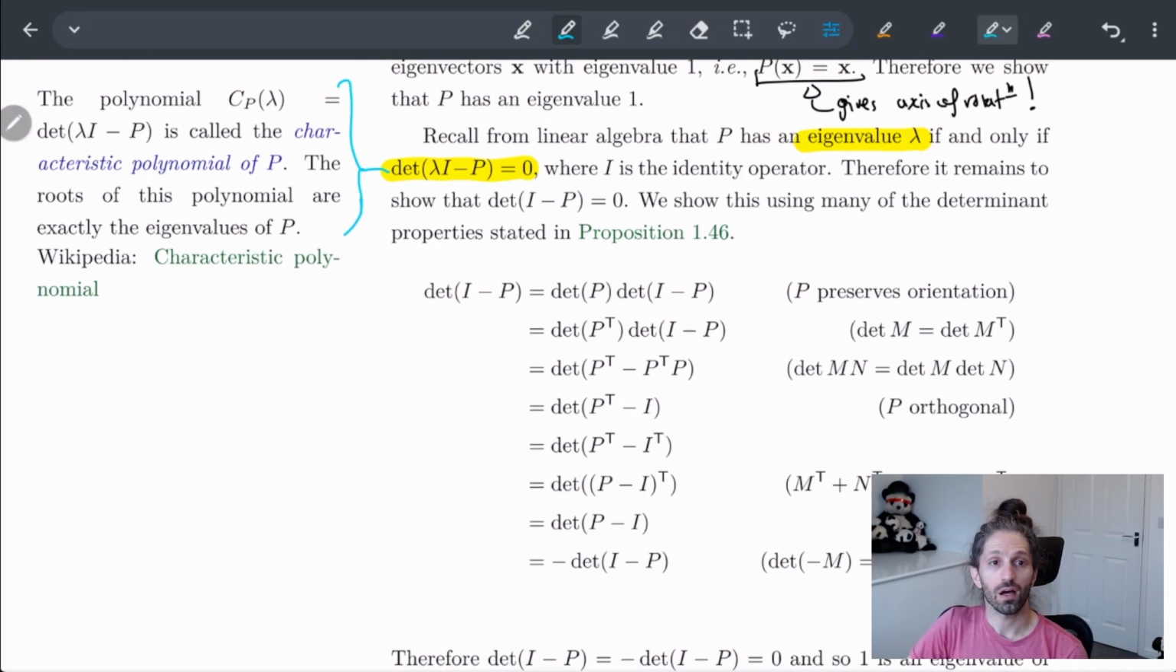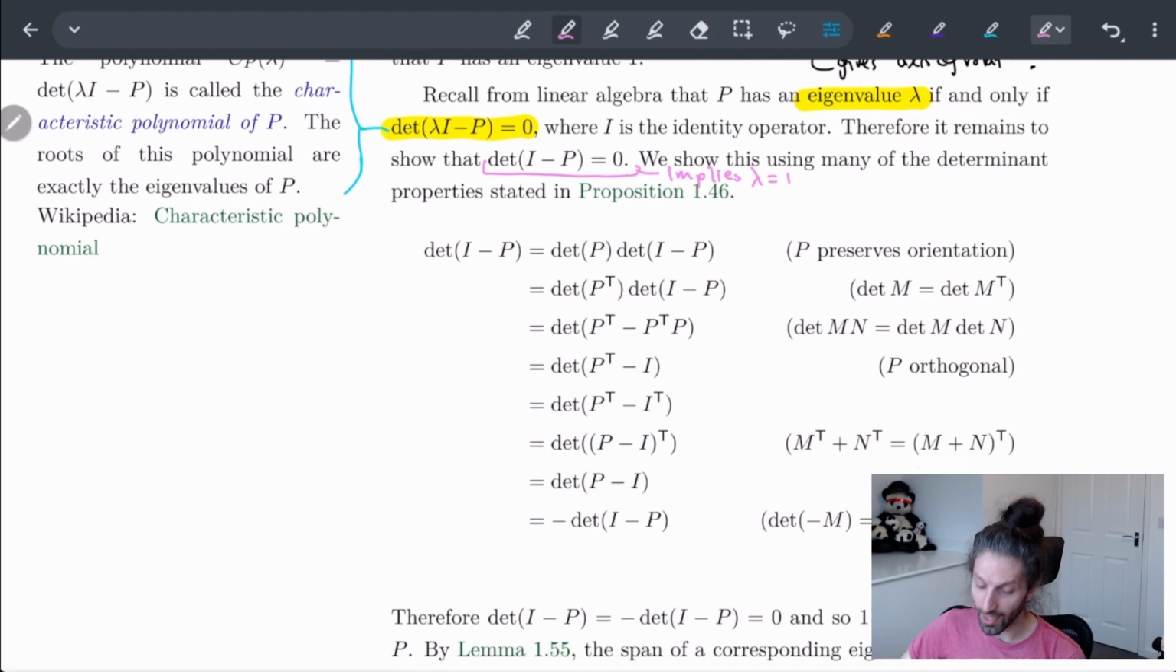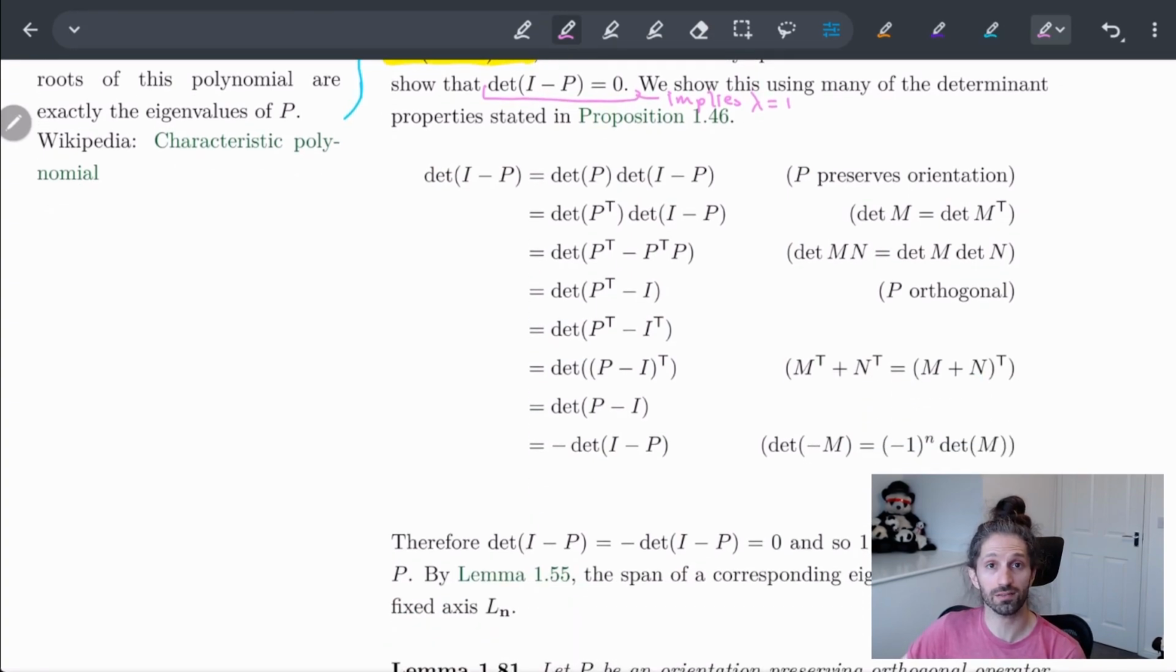So at this point, let's make lambda equal to 1. And we need to show that the determinant of I minus P, sorry, this is what we want to show, so I'll do it in pink. We want to show that the determinant of I minus P is equal to 0, right? Because then that means lambda equal to 1 is an eigenvalue. And here we're going to use properties of determinants that we've already seen a couple weeks back. This is things that you should have noticed a while ago.